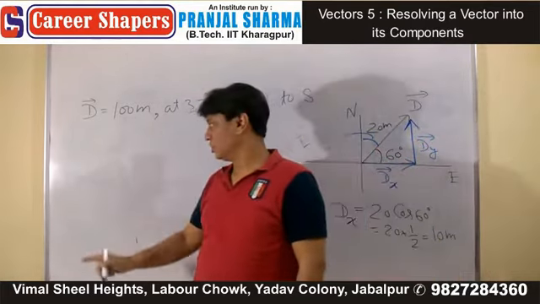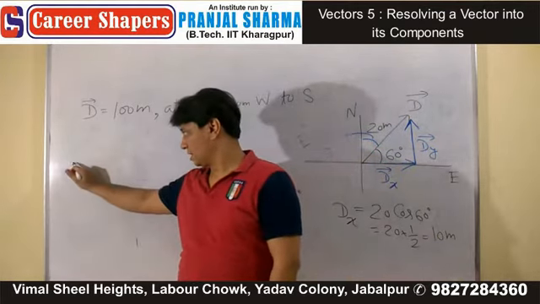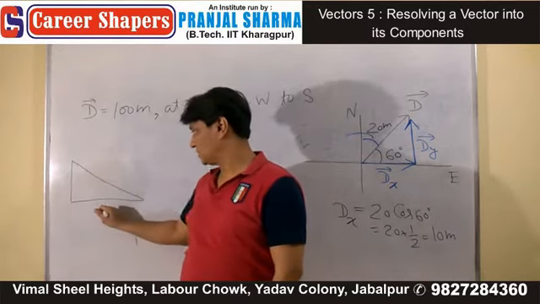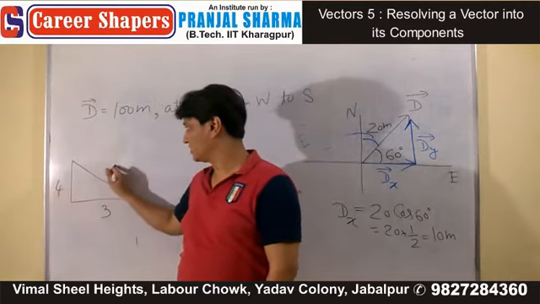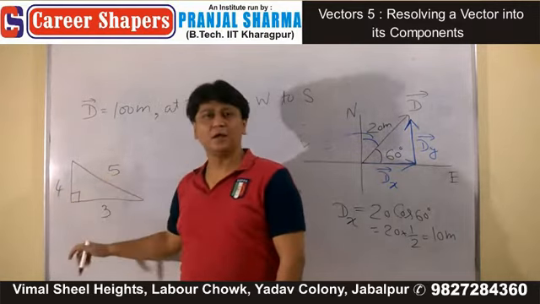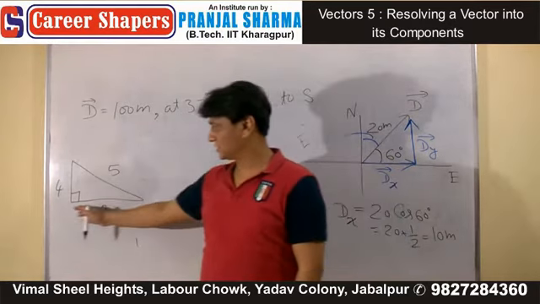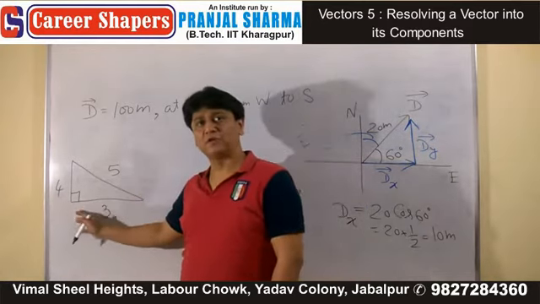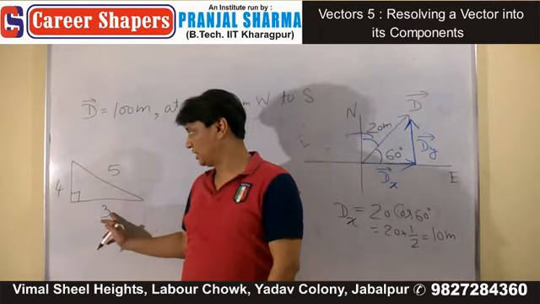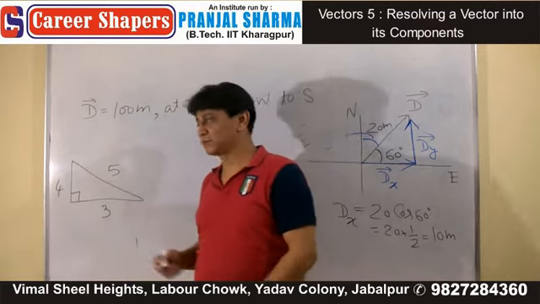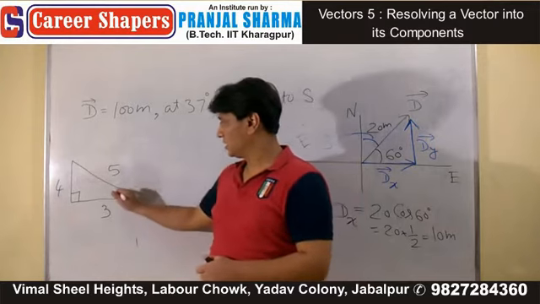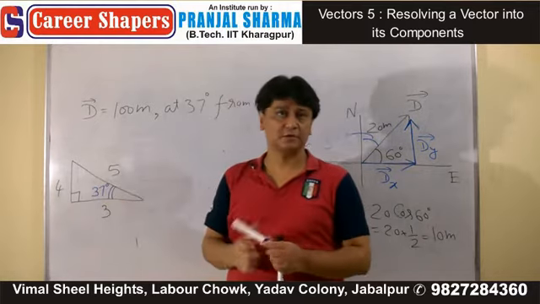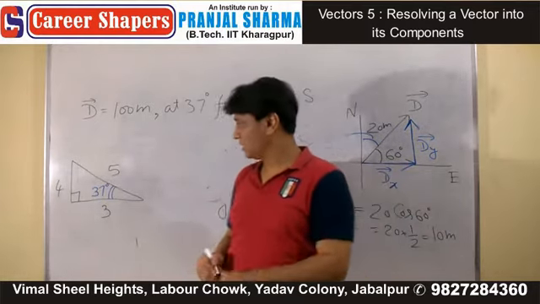Regarding 37, you will remember this information. I hope everybody has seen a triangle like this. This length is 3, this length is 4, and this length is 5. A right angle triangle. Lengths are not exactly up to the scale. 3 square plus 4 square is 5 square. In this triangle, this angle is 37 degrees. Remember this.